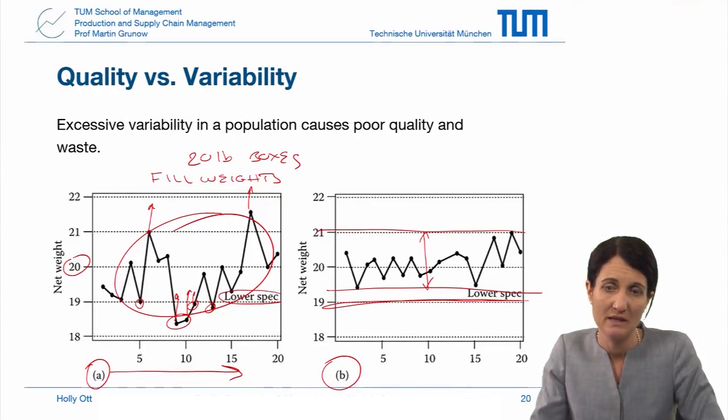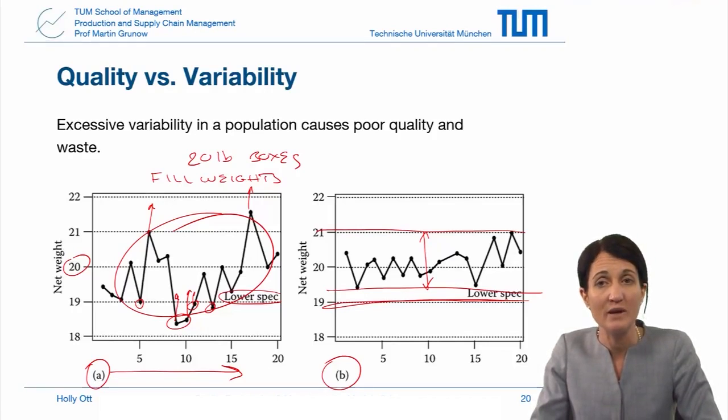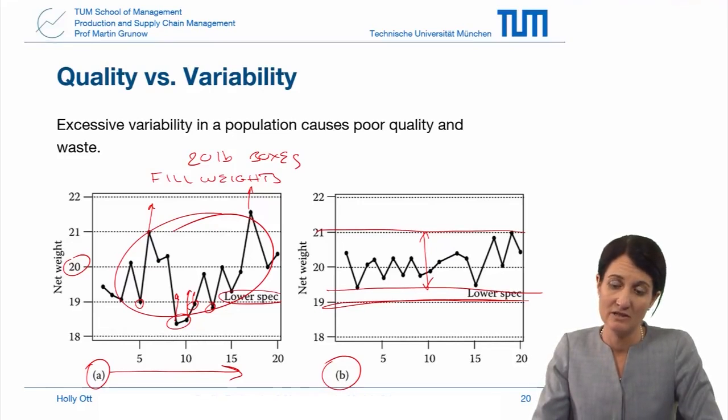they were able to control the variability. This is a simple example from industry to show how excessive variability causes poor quality and waste, while smaller variability avoids waste, results in good quality, and in this case also results in saving money by not filling the boxes too much.